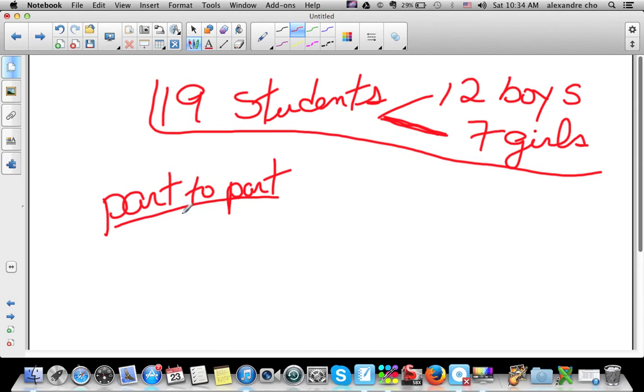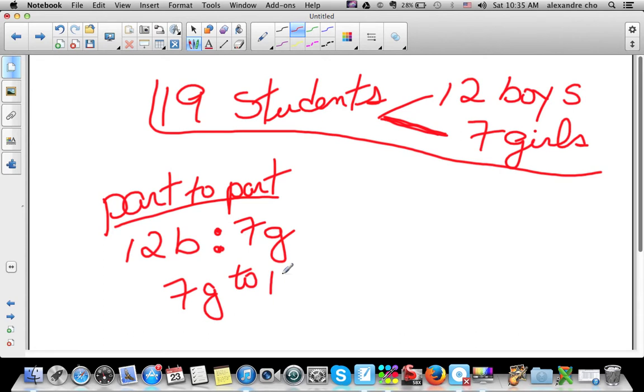So a part-to-part ratio would be 12 boys, and I'll abbreviate that B, colon, to 7 girls. You can use any other way you want, but I'll use a colon. Or, since they didn't specify, you could have written 7 girls to 12 boys. Either way would have been perfectly fine.